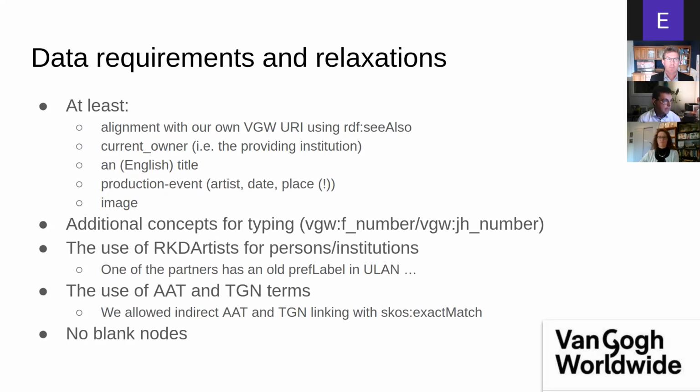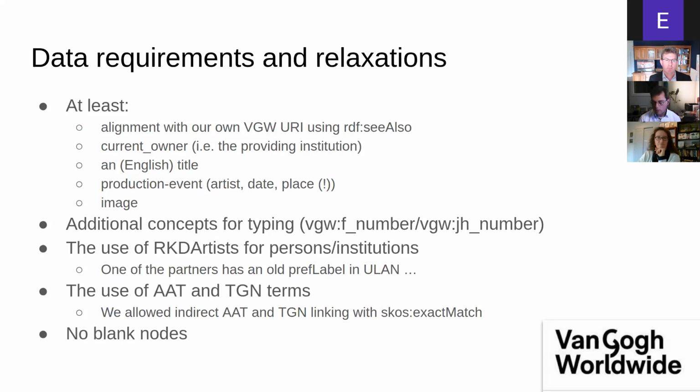We used obviously the AAT and the TGN terms for other things in the linked art data, but then we allowed indirect linking. So it could be that an institute had its own URI to link a concept to an artwork, and then they could say this URI in their own system had a SKOS exactMatch relation with an AAT or TGN concept, and then things went well.